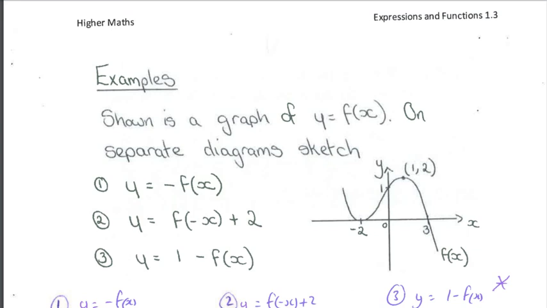Welcome back to Higher Maths, Functions and Graphs, and we are going to be looking at example number 3 from the graph transformations exercise. So quite a long exercise. It is a double period exercise. Shown is a graph of y equals f of x. On separate diagrams sketch y equals negative f of x, f of negative x plus 2, and 1 minus f of x.